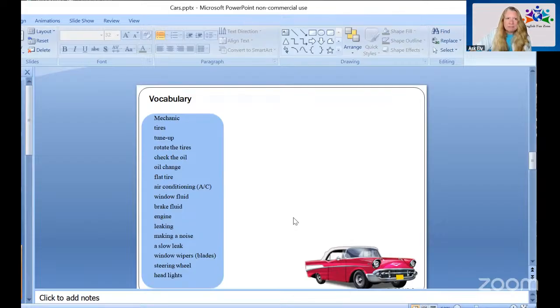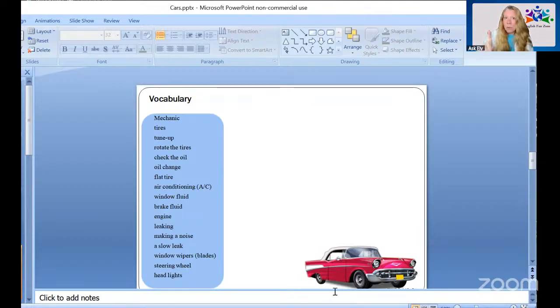A slow leak, right? So it's leaking, it's a slow leak, it's not leaking fast. Leaks are bad though. Window wipers or window wiper blades. So you can say window wiper blades or window wipers. Those are important too. Steering wheel, right? And headlights. These here are the headlights.